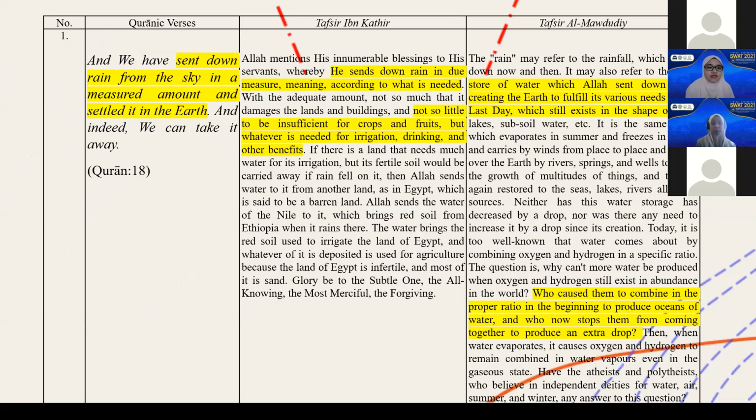The first verse is, "And We have sent down rain from the sky in a measured amount and settled it in the earth." By the agreement of Tafsir Ibn Kathir and Tafsir Al-Maududi, they explain the power of Allah, who sent down the rain to the earth in due measure, meaning according to what is needed. So there is no such thing as insufficient water on the earth, and all creatures on earth may benefit from water through the rain sent down by Allah. Al-Maududi also asked people to observe the power of Allah, who sends down the rain with a proportion, or ratio, of one oxygen atom and two hydrogen atoms. And he also asked us to think that no one else can do that except Allah.